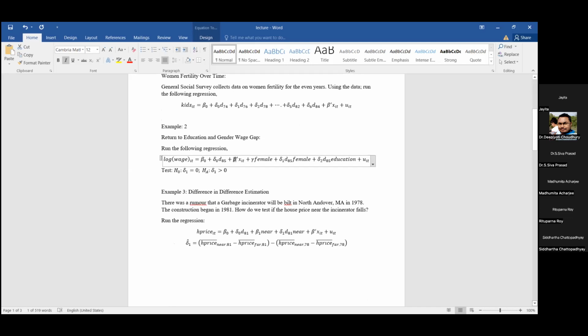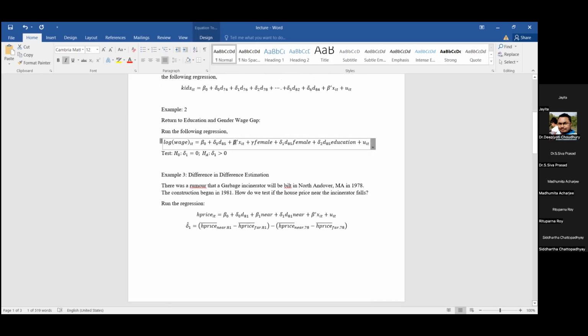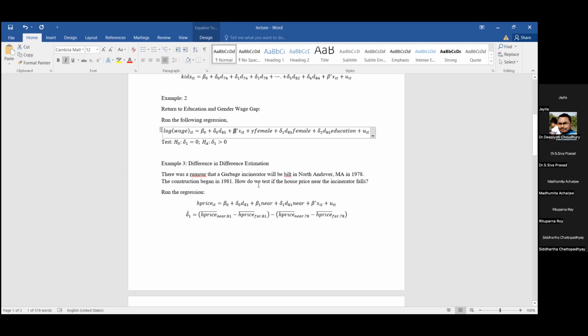Okay. Another important area where this kind of policy analysis can be done is basically example 3 that I've given over here, the difference in difference estimation. Very interesting analysis. So I'll give you two examples over here for difference in difference analysis, and it is basically more in use in natural experiments.